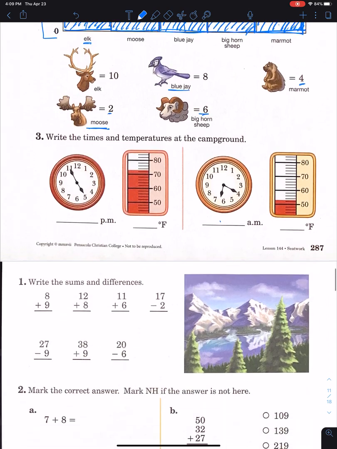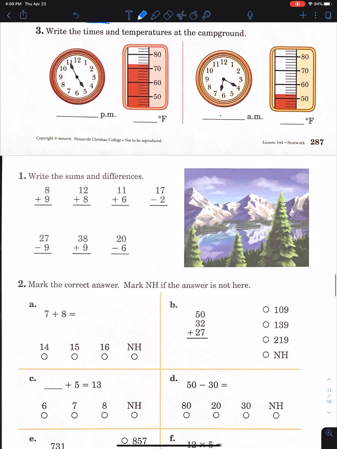Let's move on. Write the times and temperatures at the campground. Let's review which hand is the hour hand. It's the short hand. Now it looks like the hour hand is pointing right to the 5, but if we look at the long hand, which is the minute hand, we can see that it's very close to the 12. We're only 5 minutes away from 12. So we haven't actually hit the 5 o'clock mark yet. So in the hour, it is still 4.